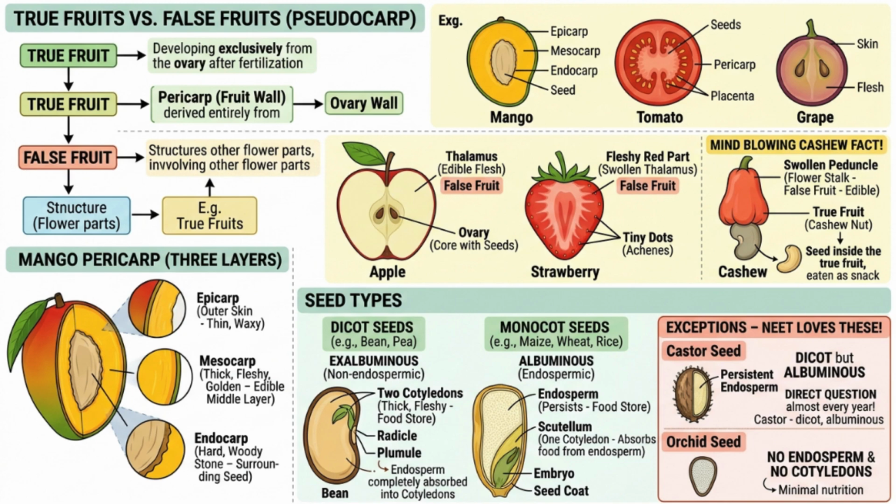Seeds. Dicot seeds, bean, pea, 2 cotyledons. These seeds are exalbuminous, meaning by the time the seed is mature, the endosperm has been completely absorbed into the cotyledons. The cotyledons are thick and fleshy because they are the food store. Monocot seeds, maize, wheat, rice. 1 cotyledon, called the scutellum. These are albuminous. The endosperm persists in the mature seed. The scutellum absorbs food from the endosperm during germination.